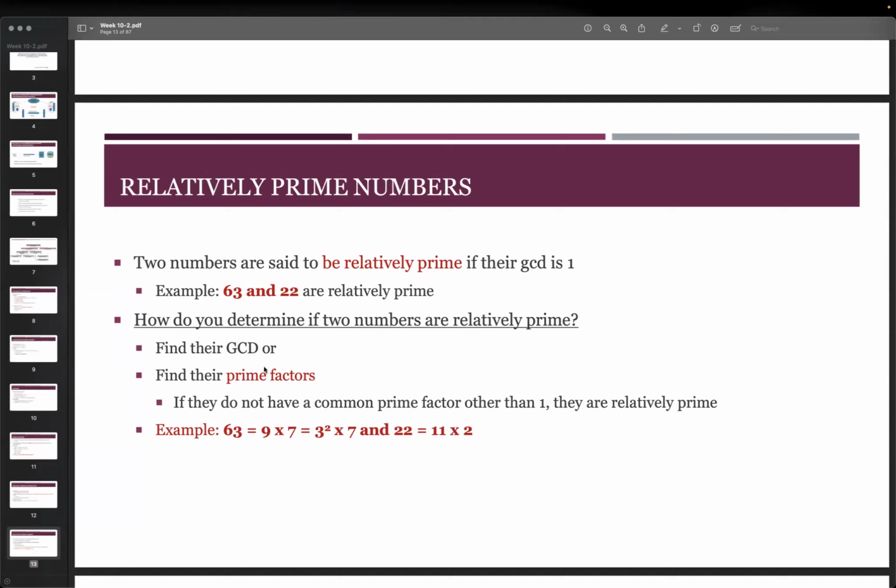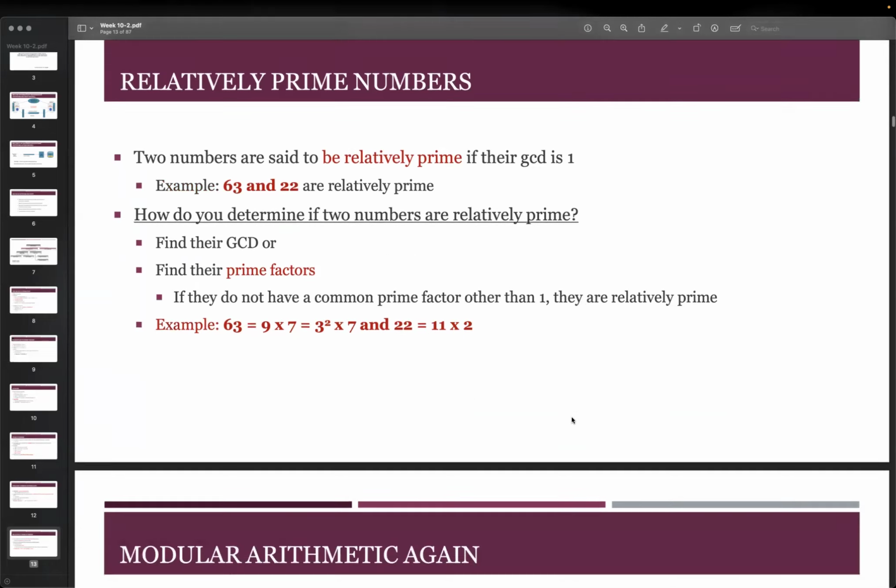We just need to find their GCD, or try to find their prime factors. Okay, so if they don't have any common prime factors other than 1, then we call them relatively prime. Okay, so 63, we can write as 9 times 7, or 3 to the power 2 times 7 if we remember right here, and 22 will be 11 times 2. So they don't have any common prime factor. Okay, so they only share 1, so we call them relatively prime.